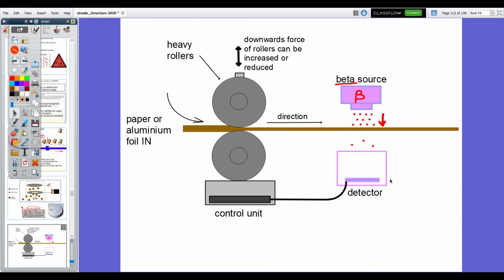So in effect, you're just measuring the amount of beta radiation coming through, and your beta radiation is a surrogate, or just replacing the thickness of the aluminium foil or the paper. And obviously this is very good because it gives real-time measuring of the thickness, so you can make very rapid adjustments to the quality control of the paper.